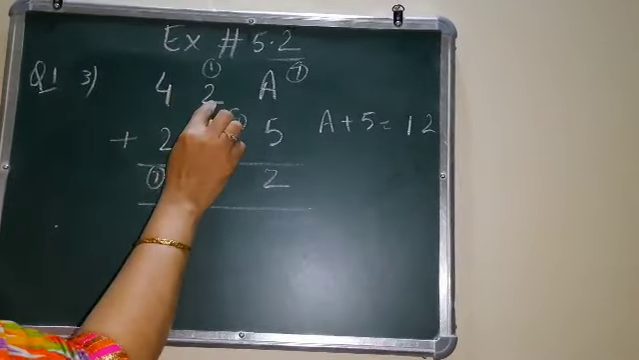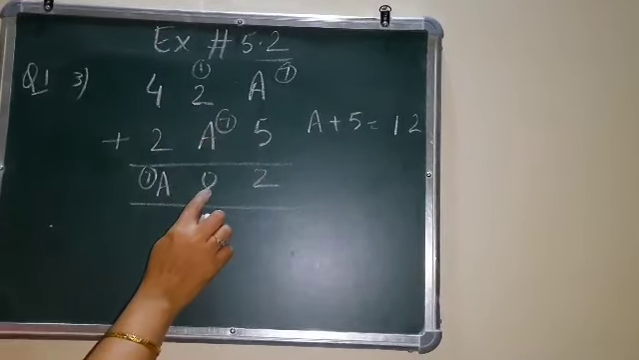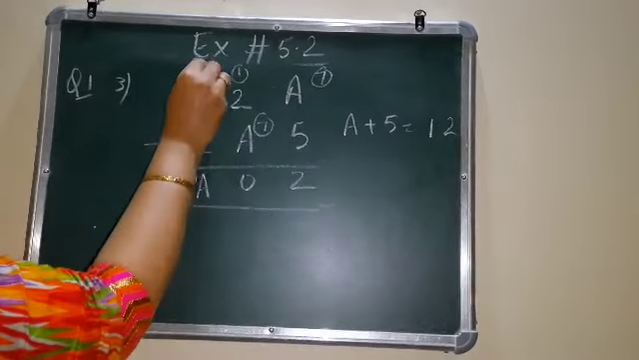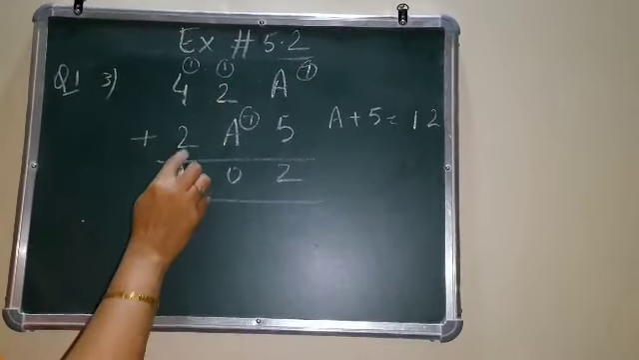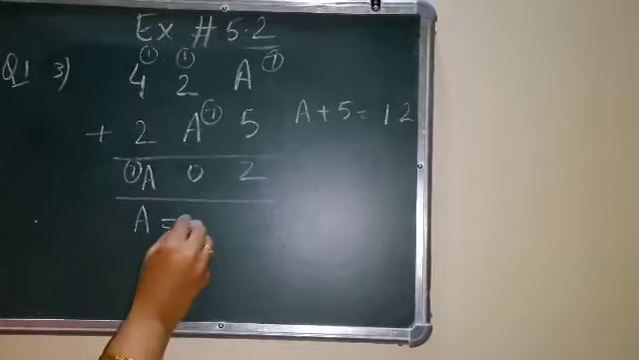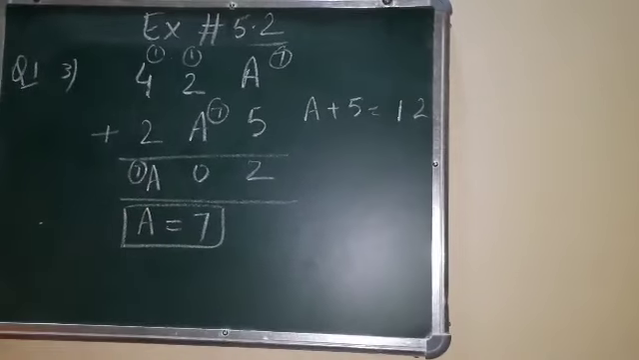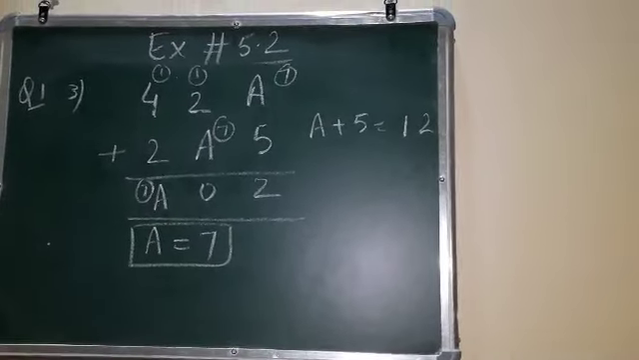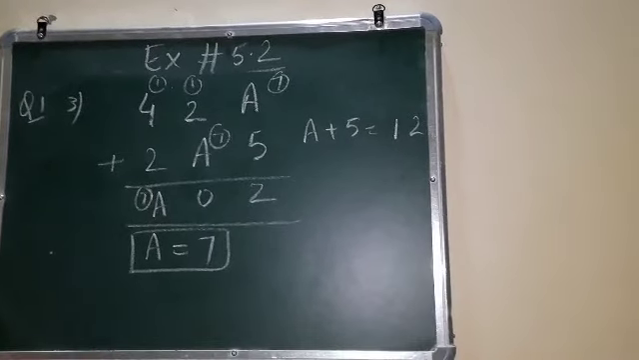1 carry. 2 plus 1, 3 plus 7, 10. It is correct. So 1 carry. 4 plus 1, 5 plus 2, 7. So that means our A should be 7. We have checked it, that whichever number we are putting, it is correct. Right?